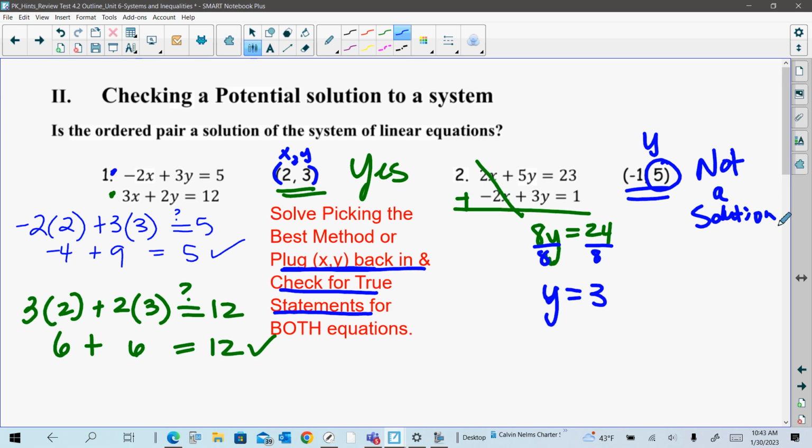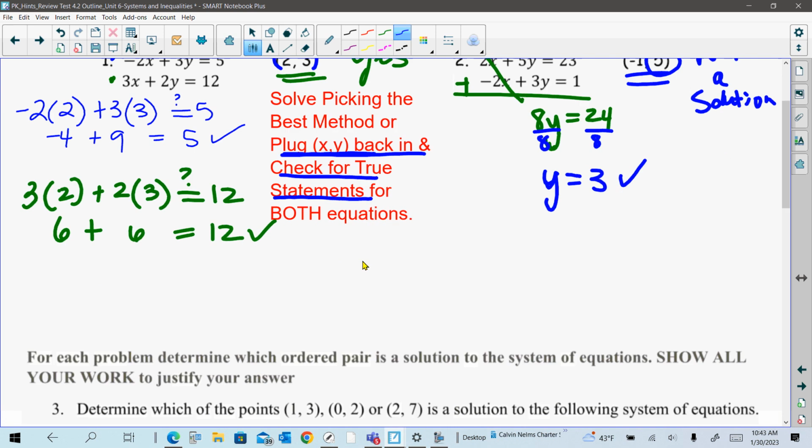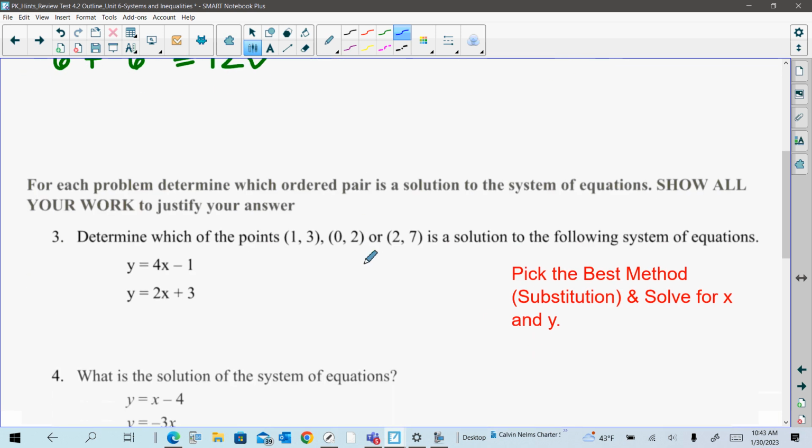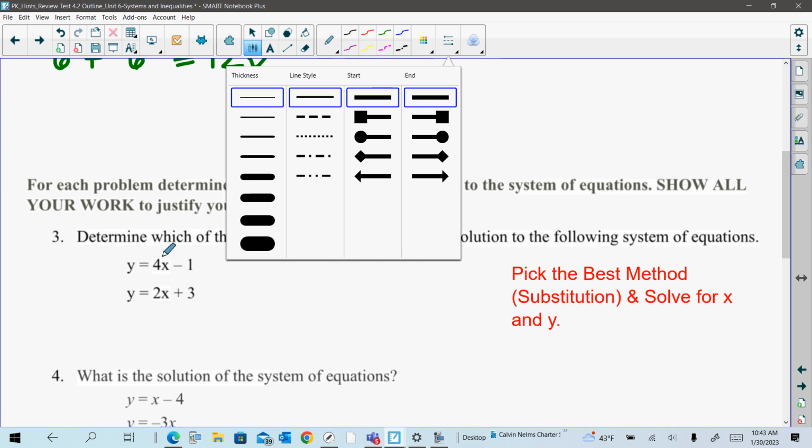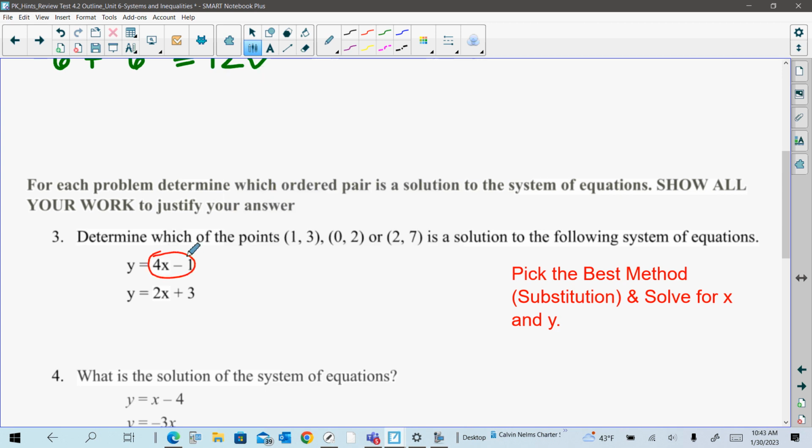So you solve it and match it. This is not matching because this is 5 and this is 3. This is right. The other one is not. Does that make sense? Okay. So you can either plug it in or pick a method. Like on number 3, what method do you think would be the best? Substitution. Number 3 and number 4.